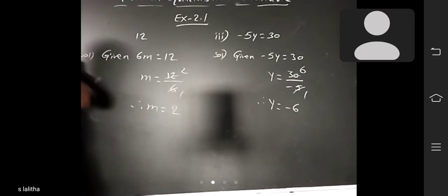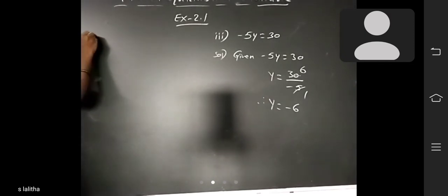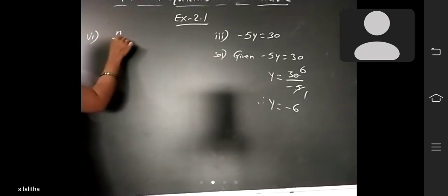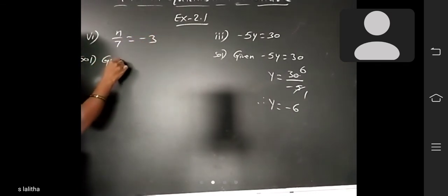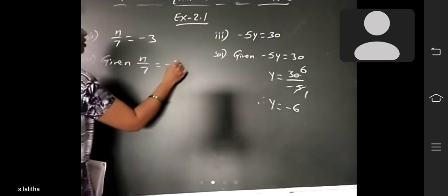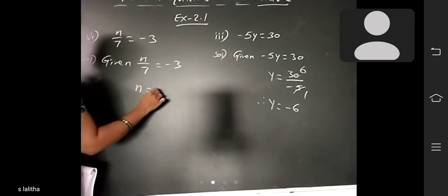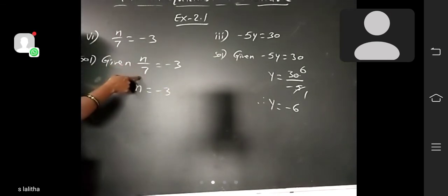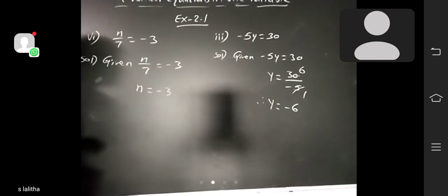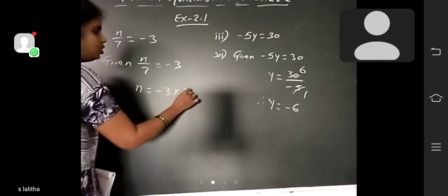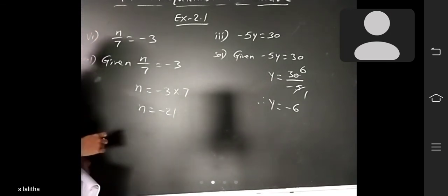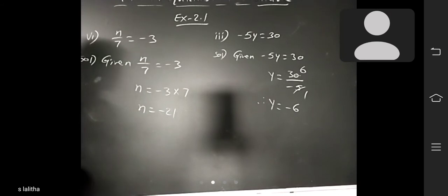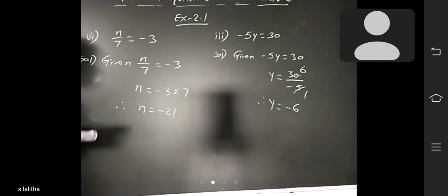Next, sixth problem, see children. n by 7 equal to minus 3. So what is the given equation? Given n by 7 equal to minus 3. So n equal to minus 3. Here 7 is divided. If you transpose to the right hand side, what will become? Multiplied into 7. So n is equal to 3 7s, how much? 21. Minus is there, no? Minus 21. Therefore n is equal to minus 21 is the solution.